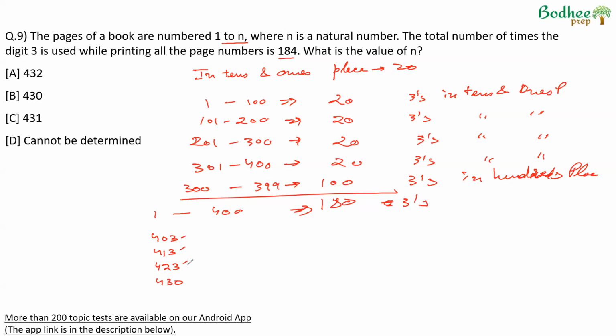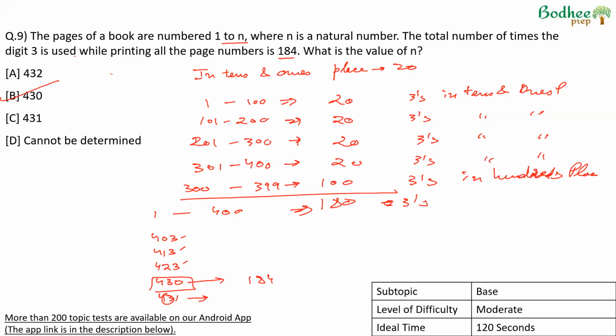This is 1, 2, 3 and then 4. At this point we have 184 threes. Beyond this, if we write 431, another 3 will be required, and therefore this will not be the case. Hence, the last number that will be written is 430, and that will be the value of n.